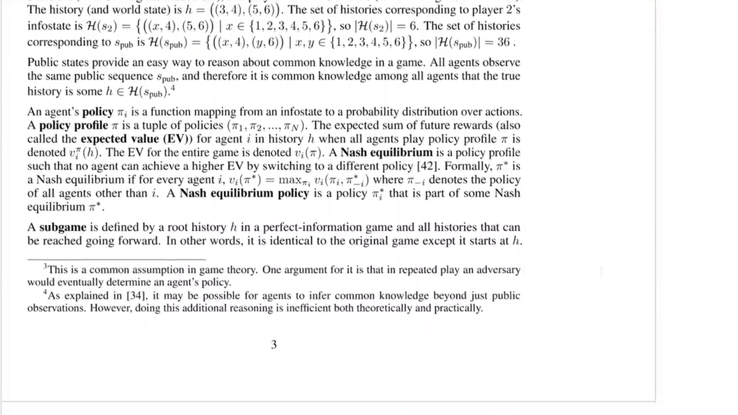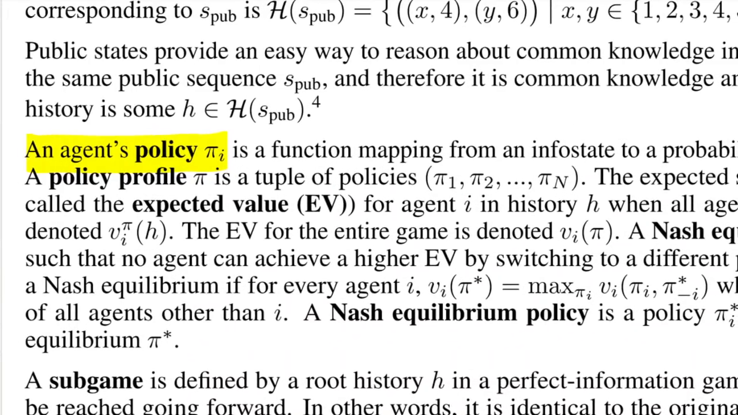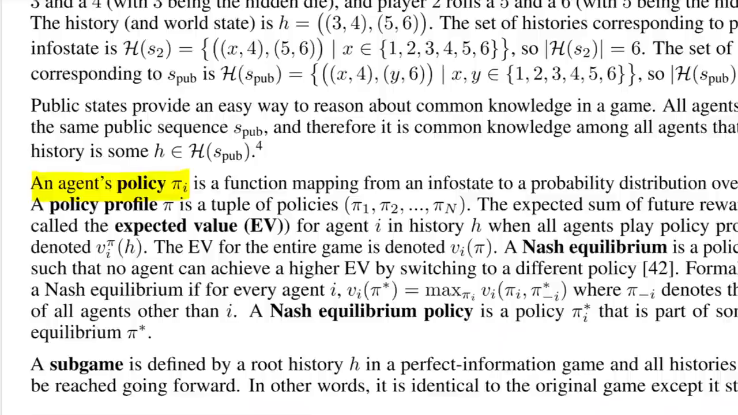So the last concept from here is a policy. A policy is, again, what you think it is. Usually it's something that maps from an observation to an action, or from a history to an action, or from a world state to an action. But here, it is necessarily a function that maps from an info state to a probability distribution over actions.